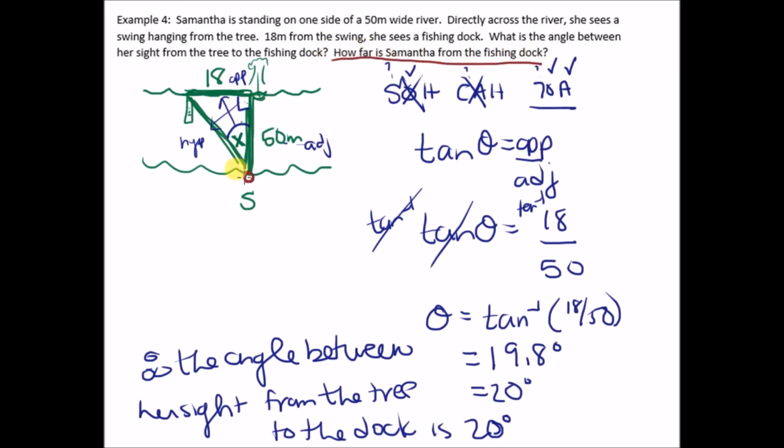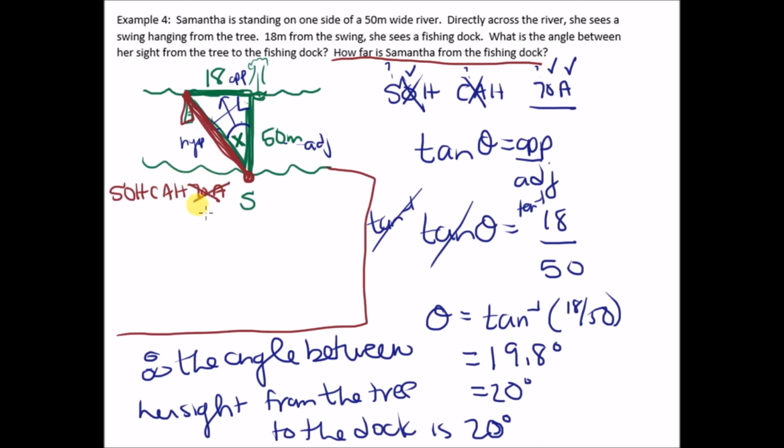And how far is Samantha from the fishing dock? Samantha's physically standing right here, and the fishing dock is physically right here, right? So we're actually trying to find the length of the hypotenuse. We can go ahead and just use Pythagorean's theorem, or we can use another trig ratio. I'm going to practice with trig ratios, but you can use either one. In this case, we want the hypotenuse. So if we write out SOHCAHTOA, tan does not have a hypotenuse. We cannot use tan.